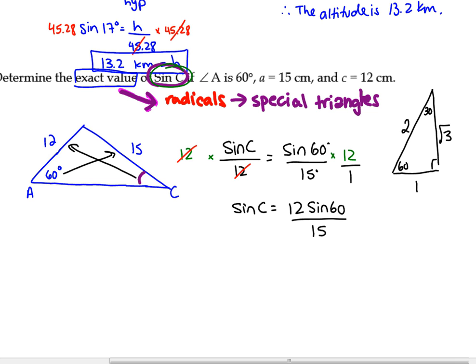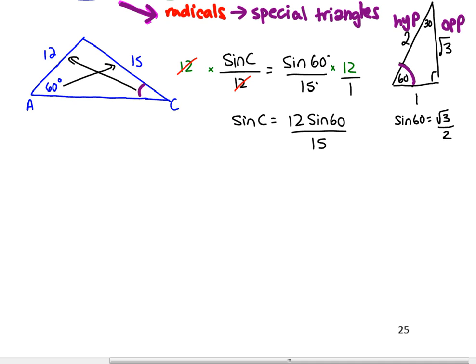So what is sine 60 then equal to? What is sine of 60? Root 3 over 2, opposite over hypotenuse, right? Here's opposite of the 60, and here's the hypotenuse. So root 3 over 2. Yay! Let's plug that in. So we have 12 times root 3 over 2, all divided by 15.